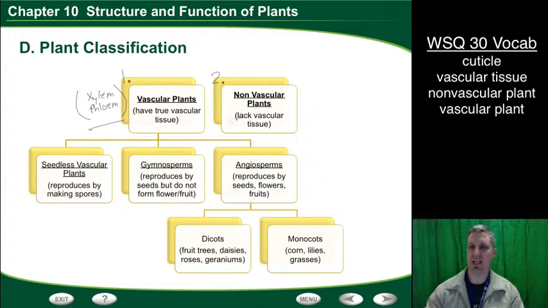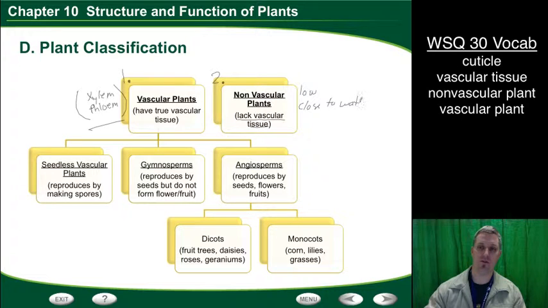Non-vascular plants, they lack vascular tissue. They don't have true vascular tissue. Now, some of the things you'll see in non-vascular plants is they're going to be very low to the ground, and they're going to grow close to water sources. Okay, because remember, plants need to obtain water, and since they don't have true vascular tissues, you're not going to see these plants in the desert. You're not going to see these plants in places where there's dry climates. They're going to be close to water sources.